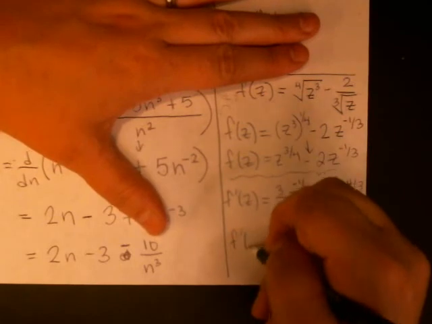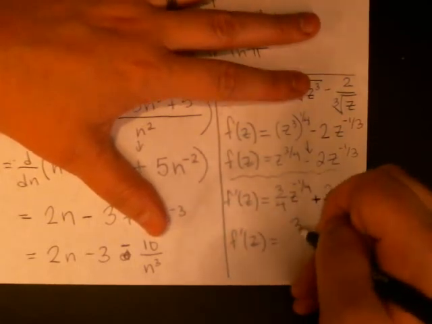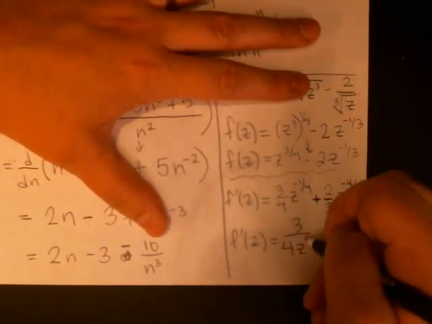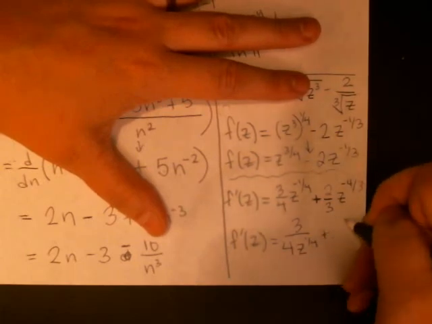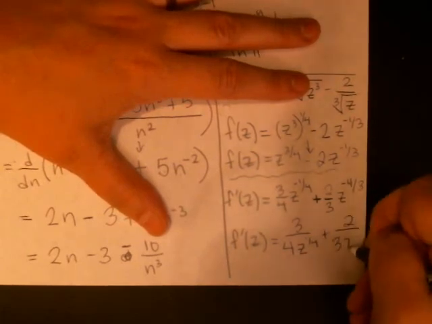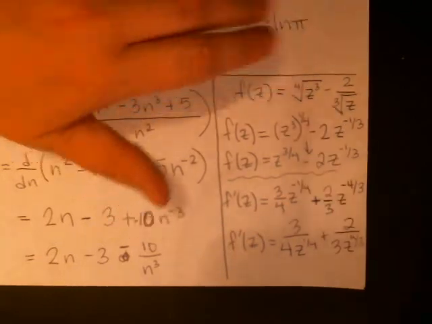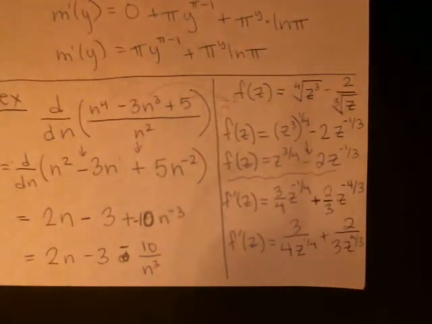And then I'm just going to rewrite. So I have a 3 over 4z to the 1/4 plus 2 over 3z to the 4/3. And you can put that back into radical form if you'd like to. I don't care. I have no preference on that.